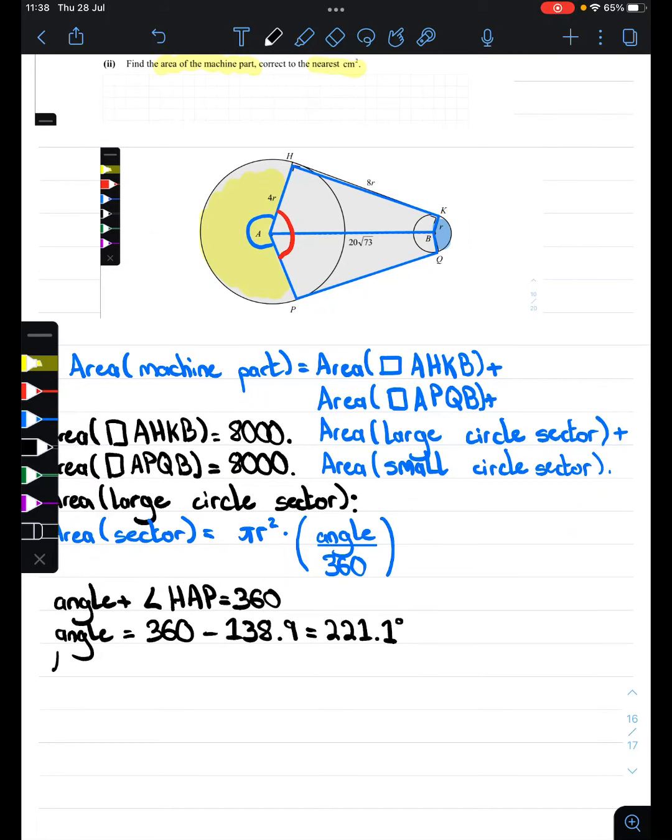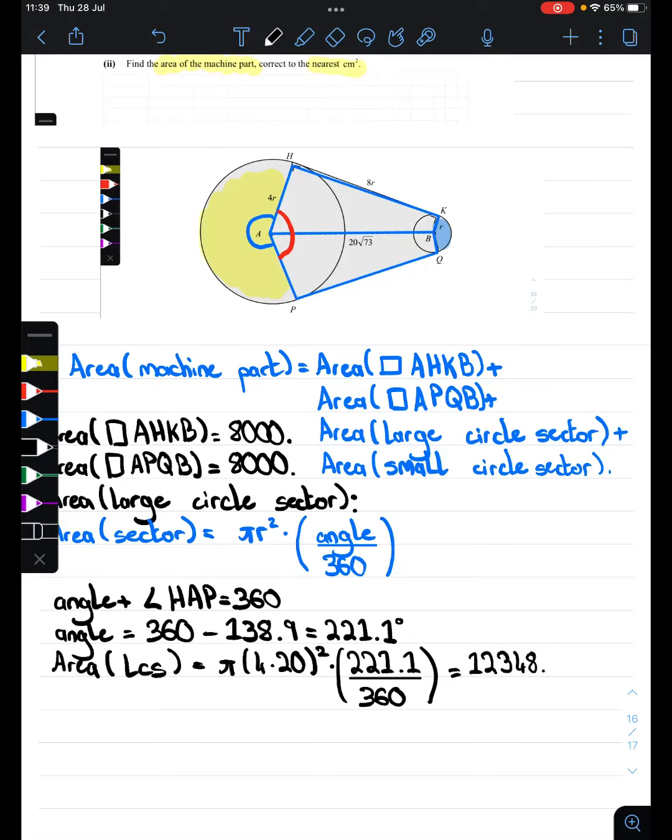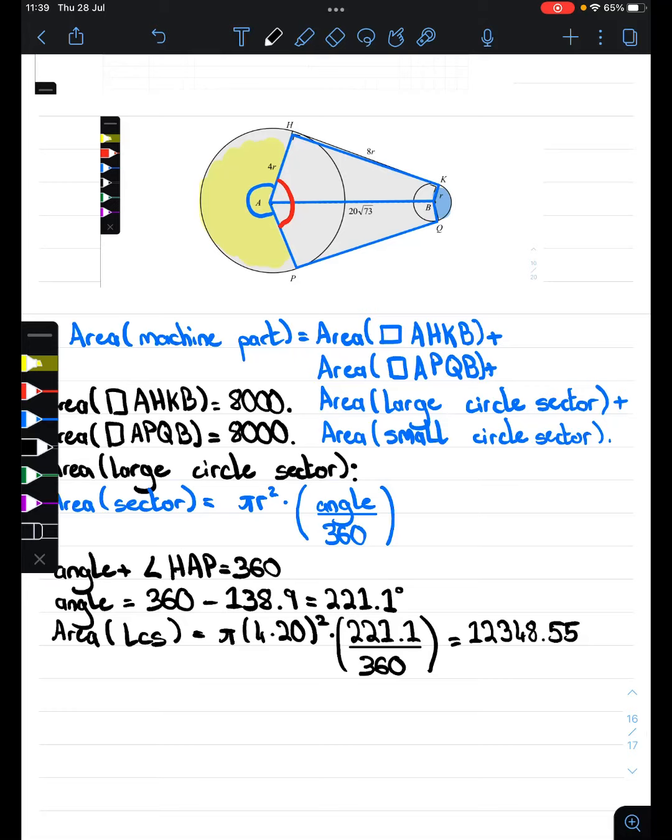Now we can just calculate the area of our sector. The area of the large circle sector, let's call that LCS, is equal to pi times the radius, which is 4r, which is 4 by 20, squared, by the angle 221.1 over 360. This equals 12348.55.